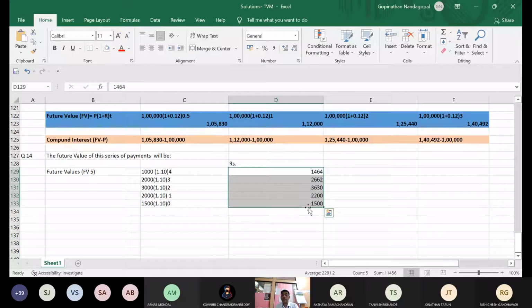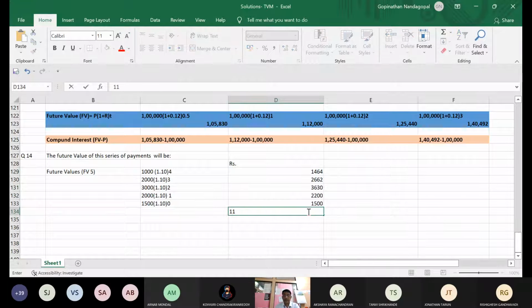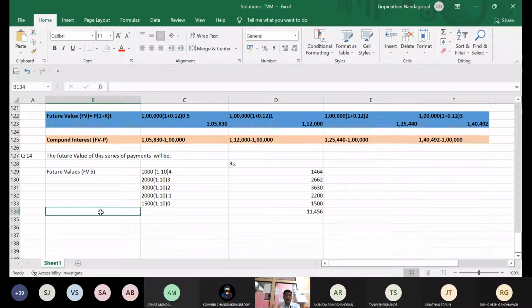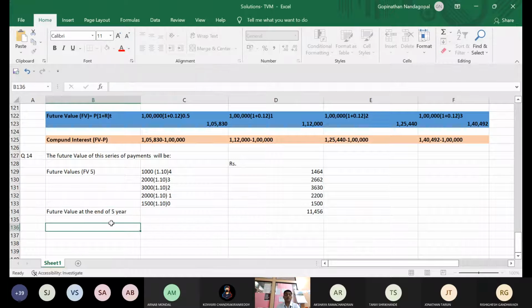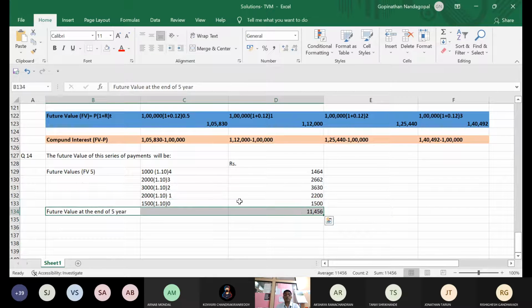So it is 11456. You know what you call this? This is called the future value at the end of 5th year. Right. Now, are you clear with this?